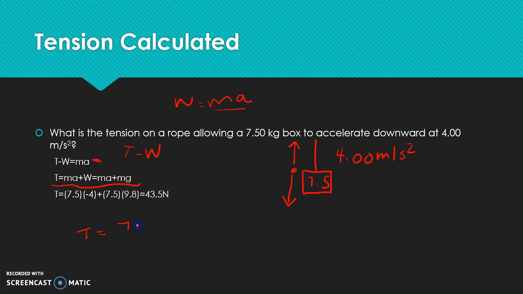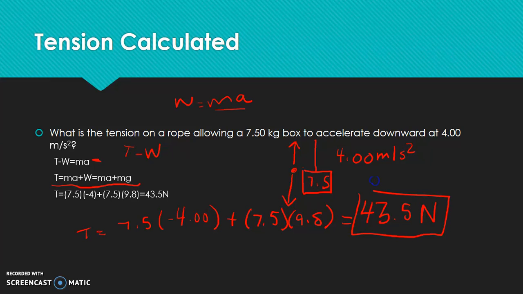So we have 7.5, which is that mass, times acceleration. Remember, it's going downward, so that's why we added negative. A lot of people forget to do that. I think that's why a lot of people got this problem wrong. 7.5, which is the mass, times gravity again, 9.8. Plug that all into our calculator. We should get 43.5 newtons for the tension on the wire.